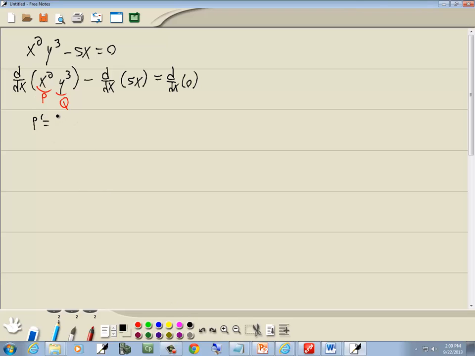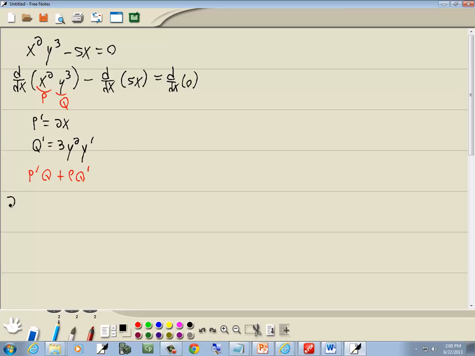The derivative of x squared is 2x. We also need q prime. The derivative of y to the third with respect to x is 3y squared. Take your power, put it out in front, lower it by 1. But since we're taking the derivative with respect to x and it's really a y, we have to put on a y prime. Now our formula is p prime q plus p q prime.